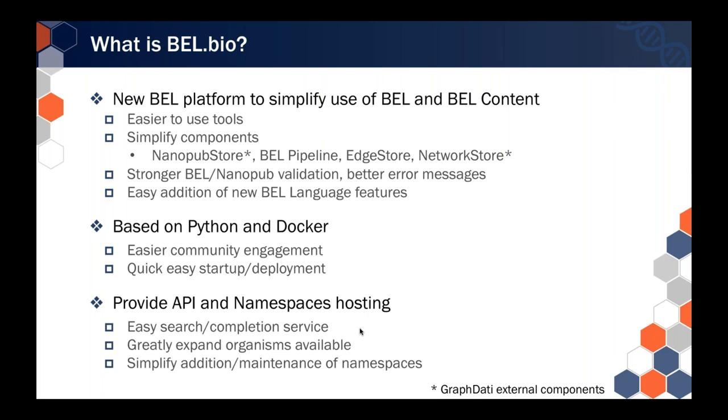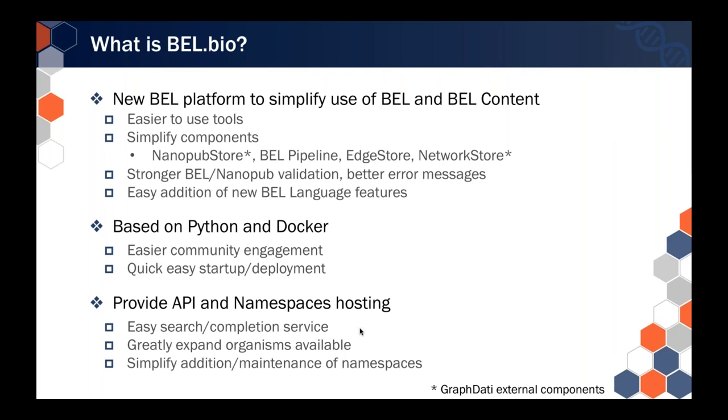We have struggled for many years to have an easy to understand vocabulary around Bell. And there was a lot of variability. We've since refined the language. We talk about Bell assertions for subject, relation, object, and focus on very clearly defined individual components around the aspects of Bell, such as nanopubs for curated content, the Edge Store for the transform of compiled curated content into a fully connected graph, and a network store. And the network store purely is filtered networks from the Edge Store.